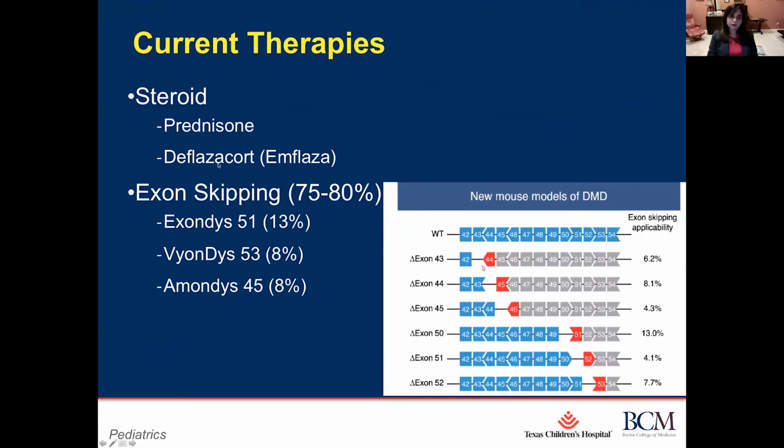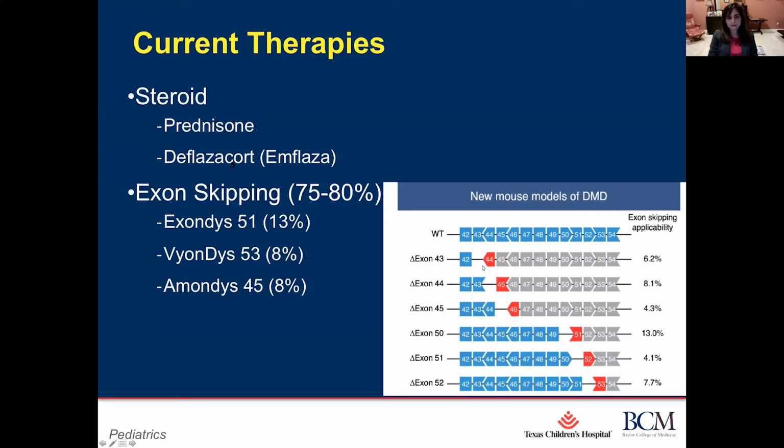So current therapies, as I mentioned, there are 2 steroids available. Deflazacort is the only one which is approved by the FDA, and prednisone has been available for a long time, and we have been using that. It is still used as a first line because of the cost. There is little difference in efficacy. It shows that deflazacort is a little better in efficacy than prednisone.